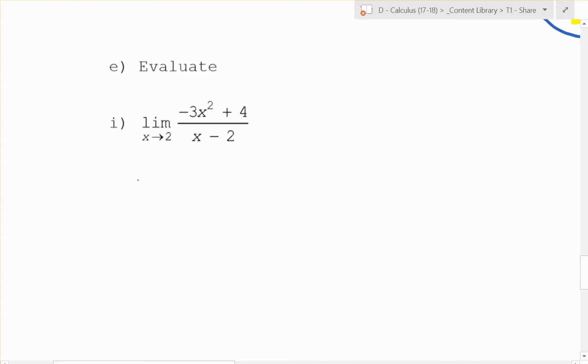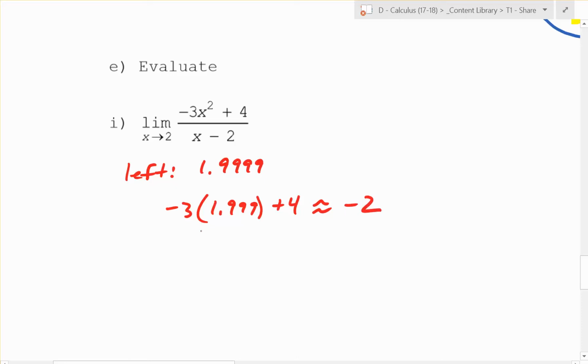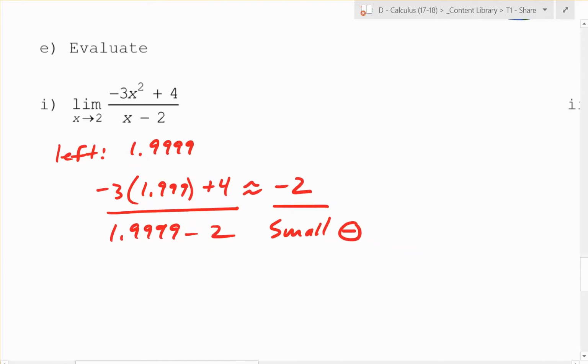So what you really want to do is look at what happens as x is a little bit to the left of 2. What is to the left of 2? Well, that would be 1.9999, right? If x is a little bit to the left of 2, negative 3 times 1.999 plus 4, well, that's about negative 3 times 2 is negative 6. Negative 6 plus 4 was about negative 2. Well, what's the denominator? 1.99999 minus 2 is going to be a small negative number. Well, a negative 2 divided by a small negative number is going to be positive infinity.